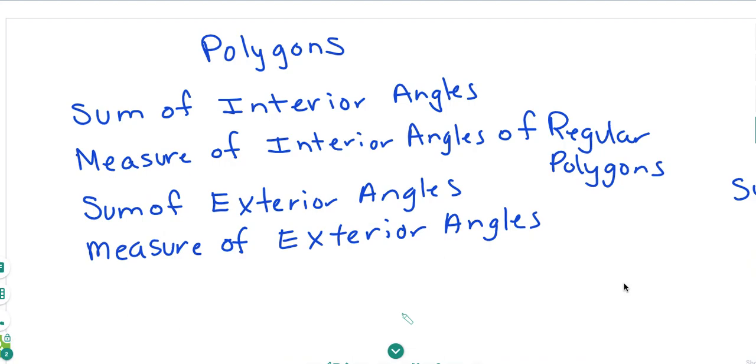Polygons. So we're going to look at the sum of interior angles of a polygon, how to find the measure of the interior angle of a regular polygon, and the sum of the exterior angles of a polygon, and finding the measure of an exterior angle of a polygon.